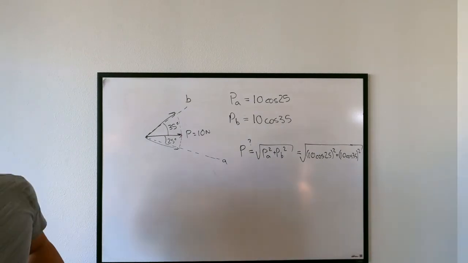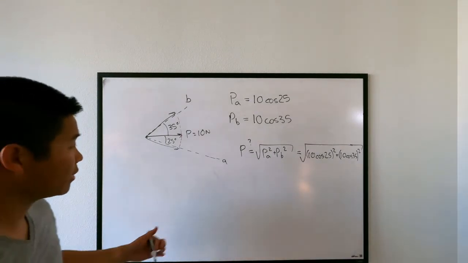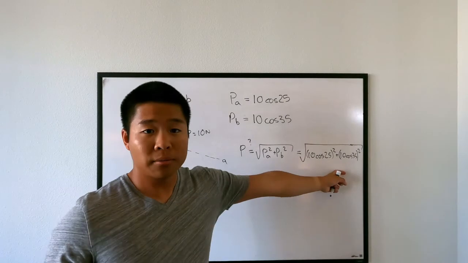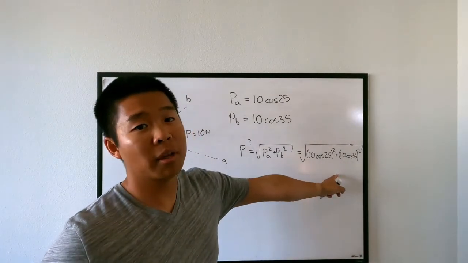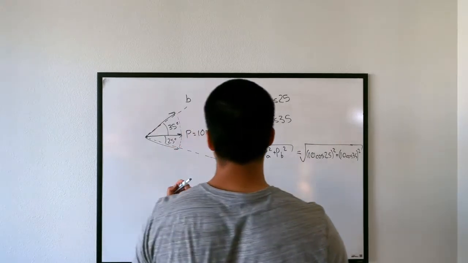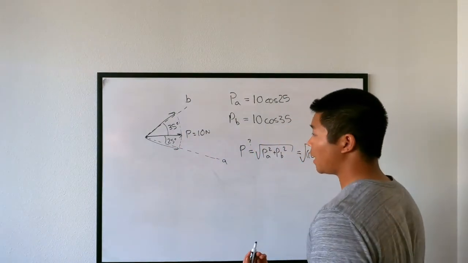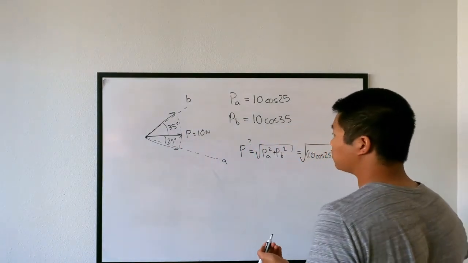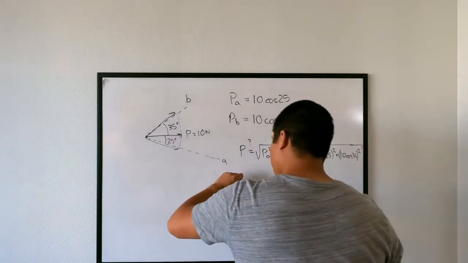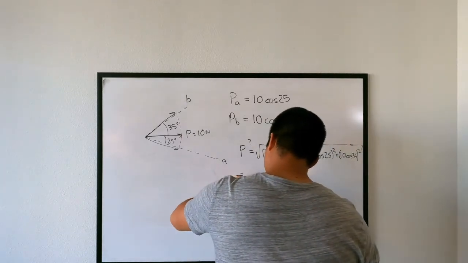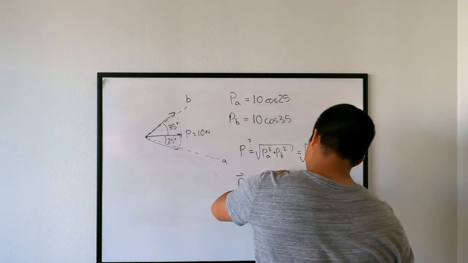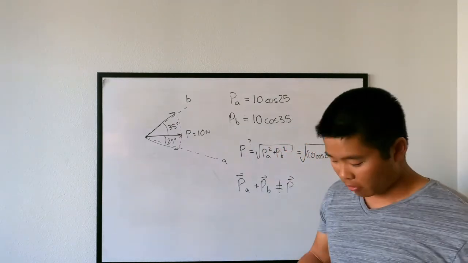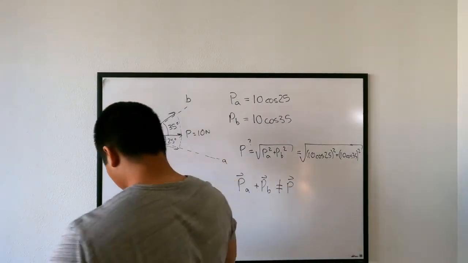Okay, so note that this is not true. And we also have to know something else too, that the vector projections of PA and PB don't actually add up to P either. So if we try to do this, we find that it's not actually equal to the vector P, right? If we add these vectors up, what do we get?